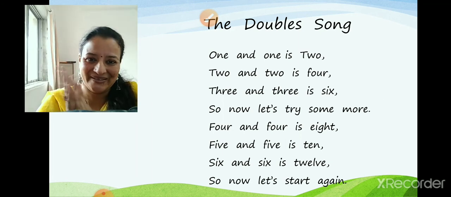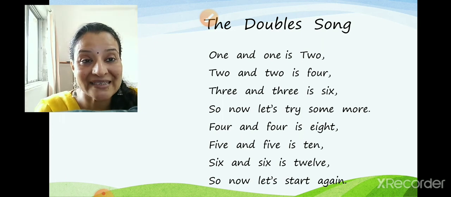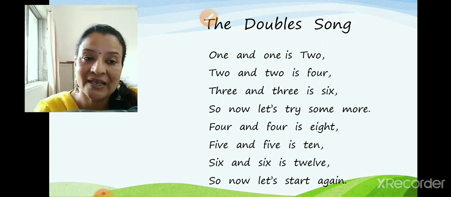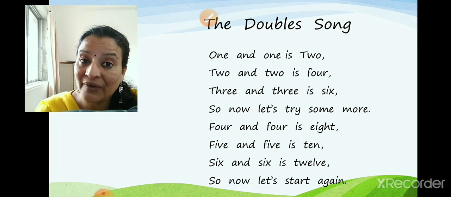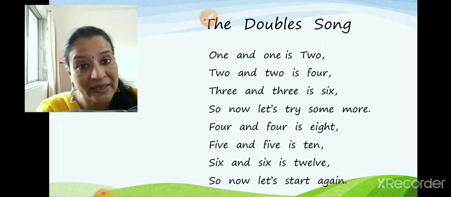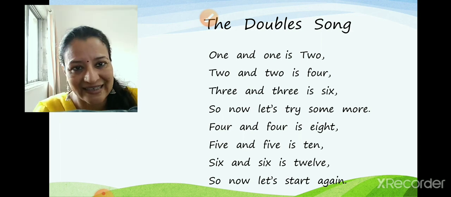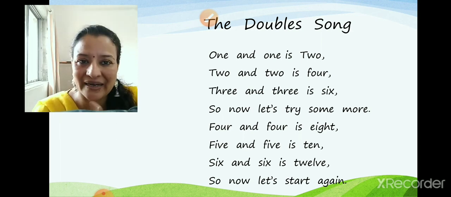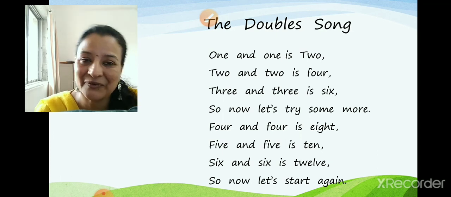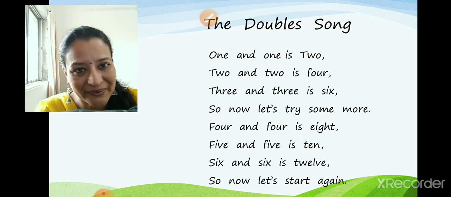Okay, very good. So, here you can see it is the doubles song. 1 plus 1. 2 plus 2. 3 plus 3. 4 plus 4. 5 plus 5. 6 plus 6. Yes, double numbers. So, if you want, you can learn this rhyme also.